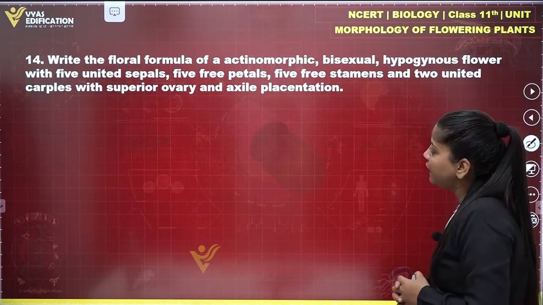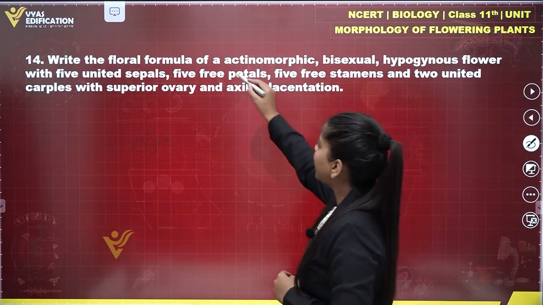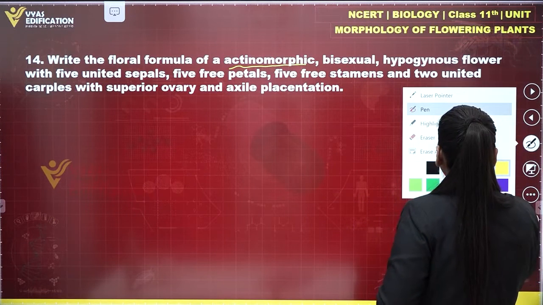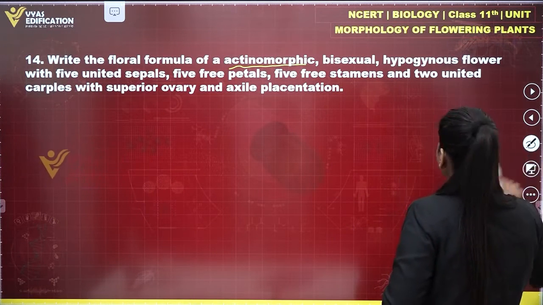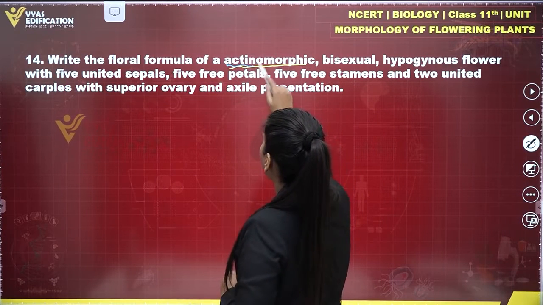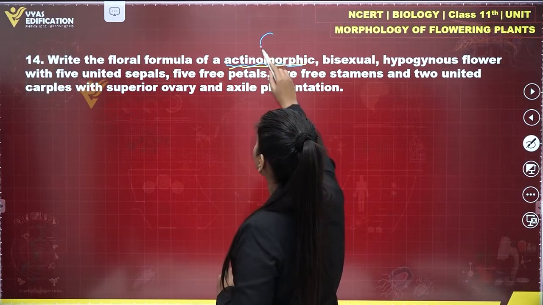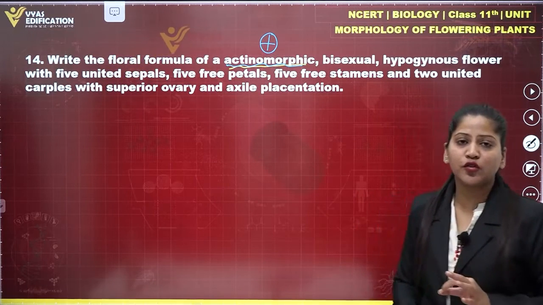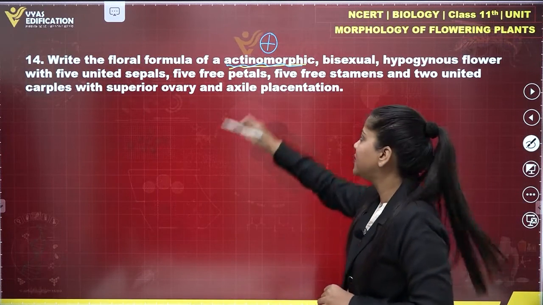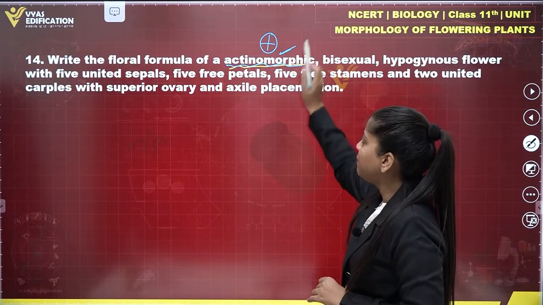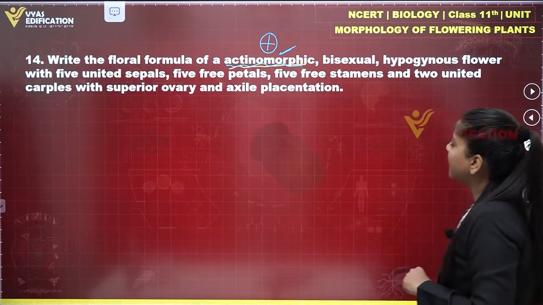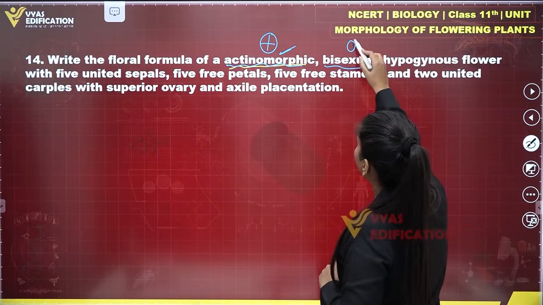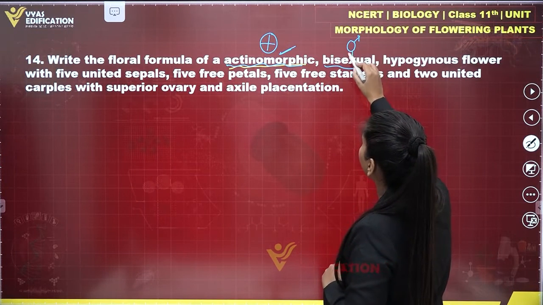Right? Now, if we talk about the first one, that is actinomorphic, let's talk about the symbols which are representing all these terms. First of all, the actinomorphic condition of a flower is represented by the symbol I have just made. Then the next thing, that is bisexual flower. Bisexuality of a flower is represented by this kind of symbol.